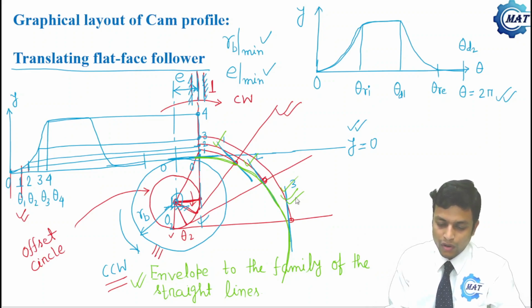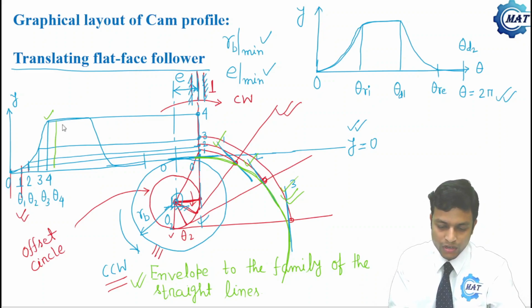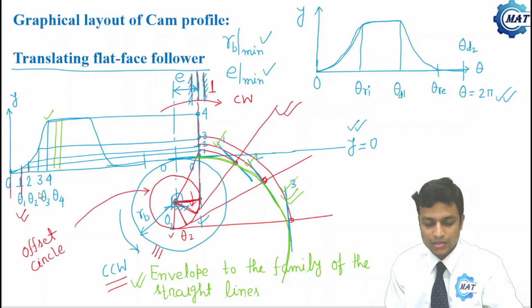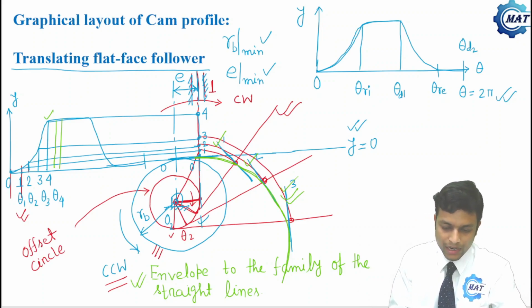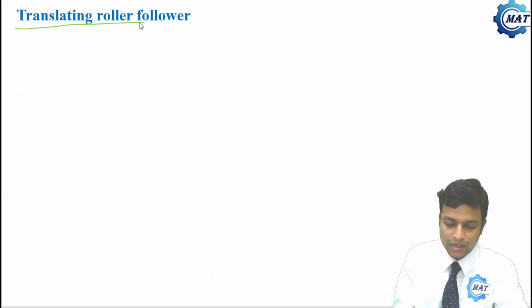We can continue for all other points, that is for station points 4, 5, 6, and you can take other points here. So that should be continued to get the complete cam profile, but this is the process. So we have done this for the flat face follower. Now let us see how to draw the cam profile for a translating roller follower.